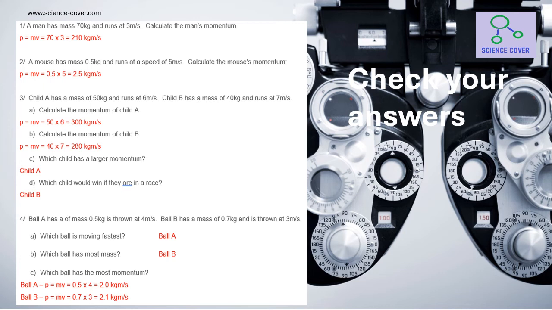Which child has the larger momentum? That would be child A. Which child would win if they were in a race? This would be child B.